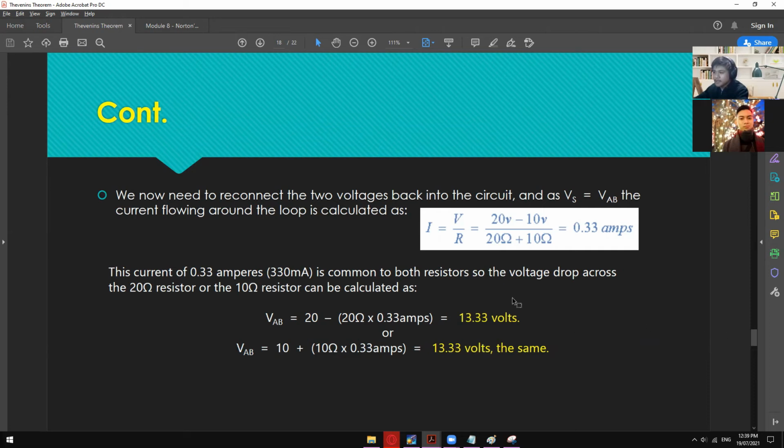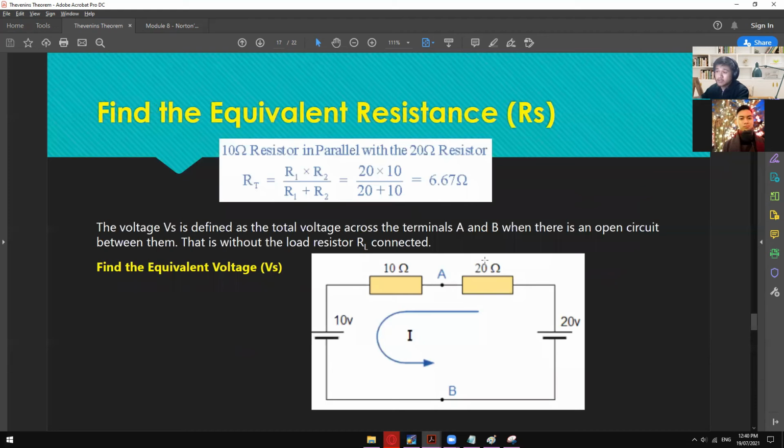So are we clear so far on how we got the Vs and then the Rs? Hello, hello, hello. Are you guys still around? Yes, sir. Okay. So just let me know if you guys have a question, okay? Since I'm making this one real quick since this one has a complete solution anyway.